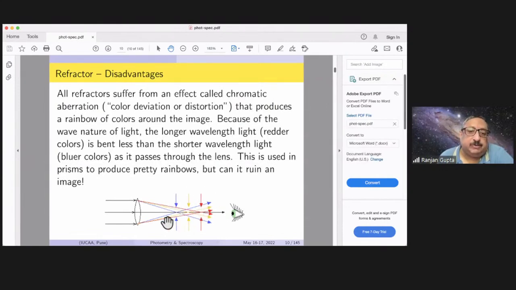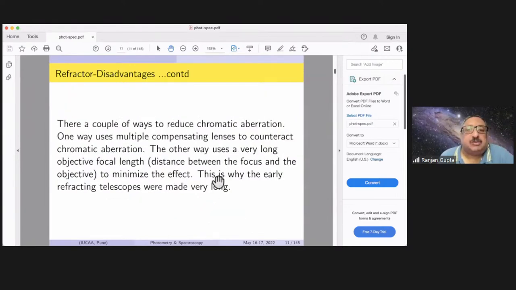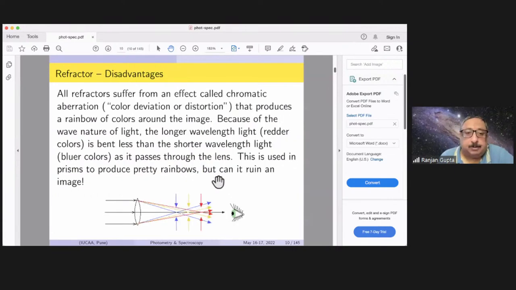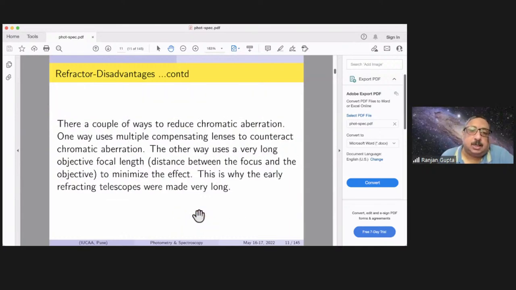So this effect everyone must have experienced when you were in school, when you made your binocular. You see the light has different wavelengths and it gets focused at different points on the principal axis. That's why you see these color rings, which is called chromatic aberration. Some ways of reducing this is using one more compensating lens. So typically the primary lens is a plano convex, which takes care of this color aberration to a great extent.